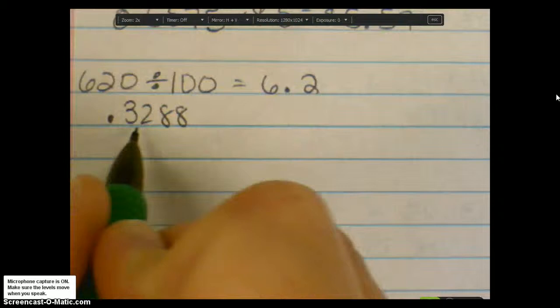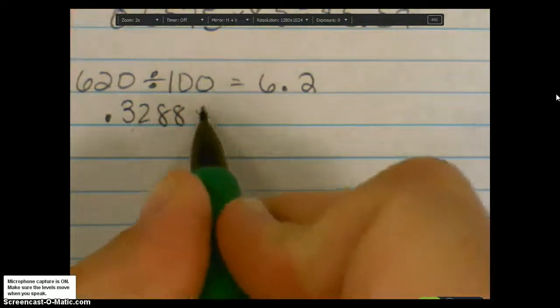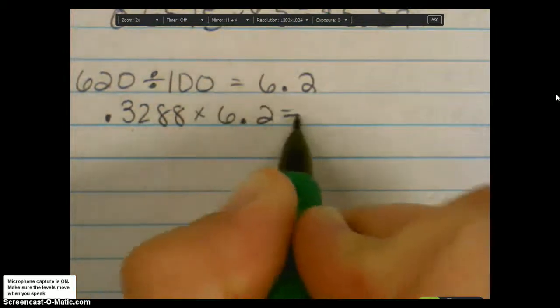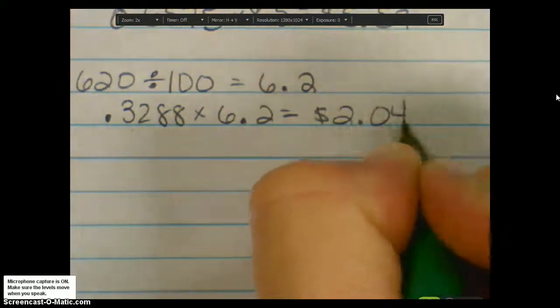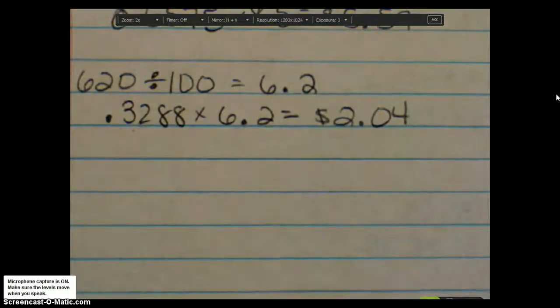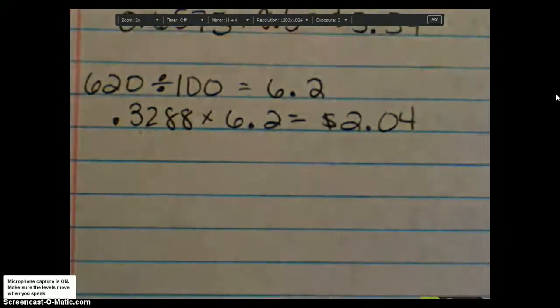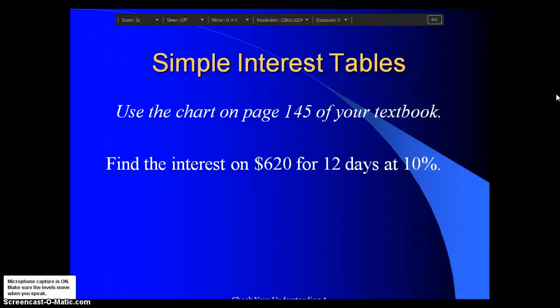So since we have our number, let's go through the steps. 620 divided by 100 equals 6.2. We found our number on the chart times our 6.2, and that will give us $2.04. That is it to these. If you need some more examples, work them out in your textbook. Once again, follow along the examples in the text. Makes it so much easier.